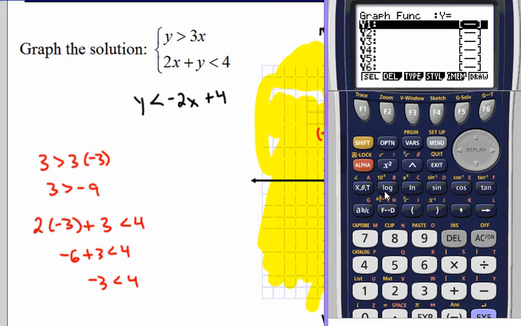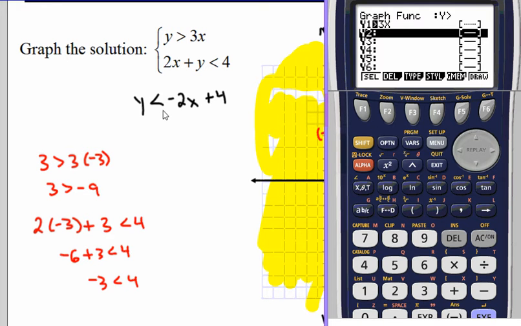Now, there's a nice thing about these calculators. It says type right above F3. So I'm going to hit F3. And these are different types of graphs I can do. I'm going to hit F6 to scroll over, and look at this right here. If I want to graph y is greater than 3x, I hit that, and then I do 3x, and it's going to graph y is greater than 3x.